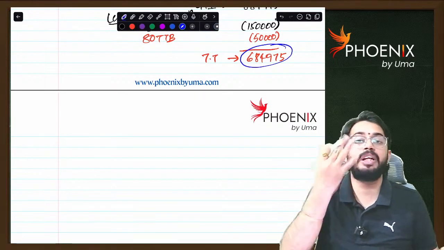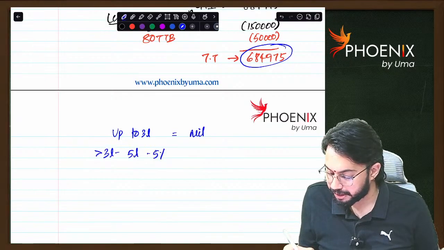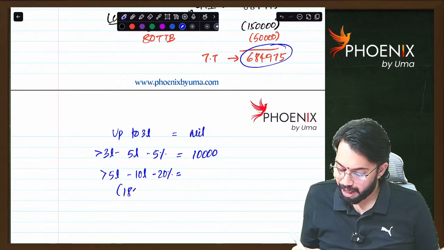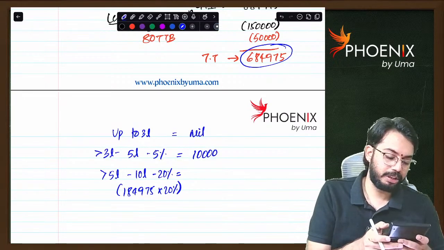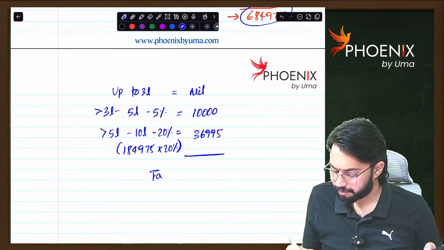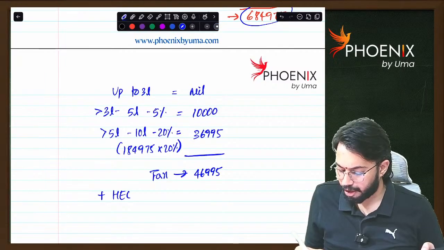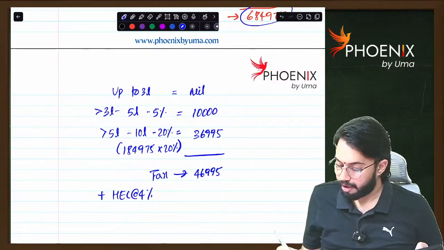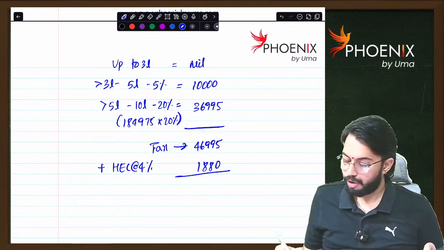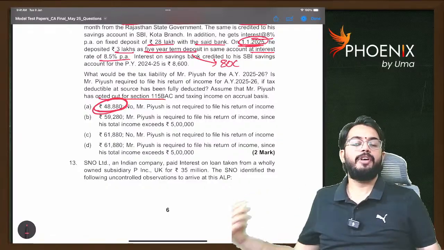Now we need to calculate tax liability. He is resident senior citizen, right, up to 3 lakhs there is no tax. So up to 3 lakh tax amount is nil. Greater than 3 lakh up to 5 lakh tax rate is 5%. Tax amount is 10,000. Above 5 lakh up to 10 lakh tax rate is 20%. That means 1,84,975 into 20%. How much? 1,84,975 into 20%, 36,995. So how much is tax? 46,995. To this we need to add HEC at the rate of 4%, 1,880. So total 48,875 rounded off to 48,880. So tax liability is 48,880.